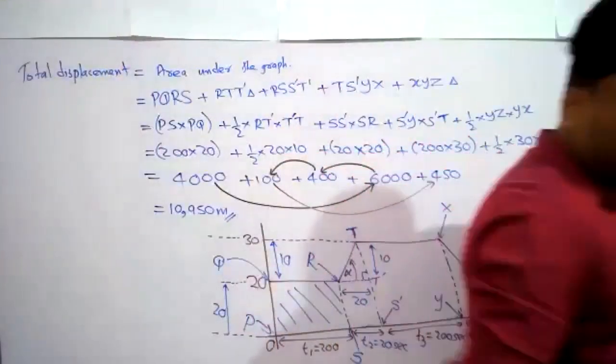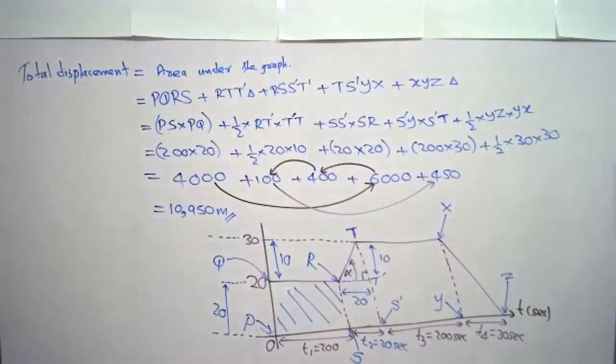Lamai, who got this answer? Please raise your hand up. See the way I have added the numbers. 4,000 plus 6,000, 10,000. 10,000 plus 400, 10,400. 10,400 plus 100, 10,500. 10,500 plus 450 is 10,950.